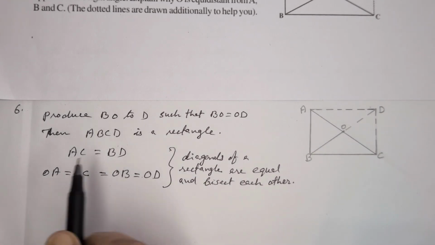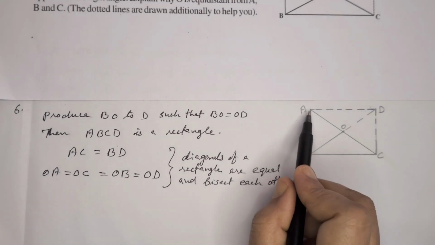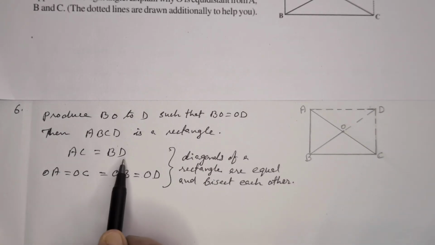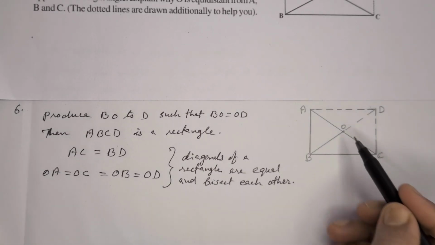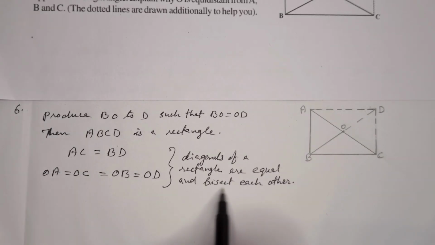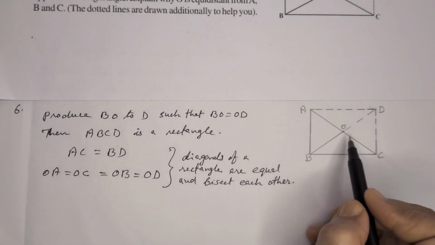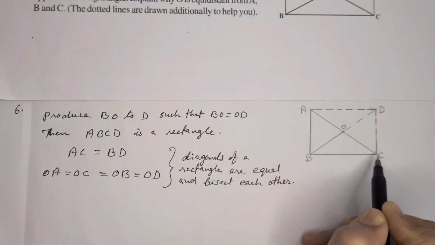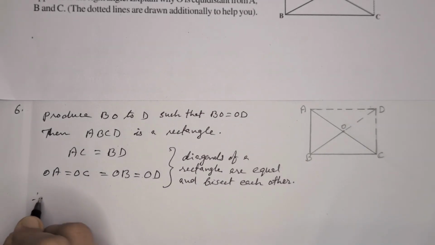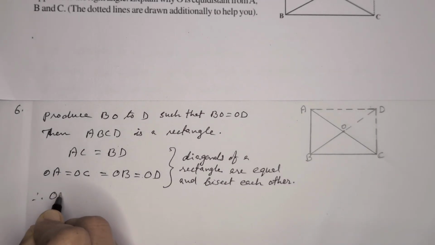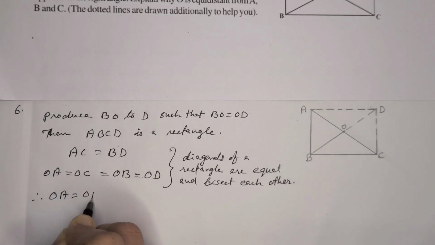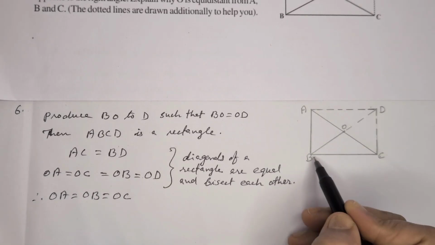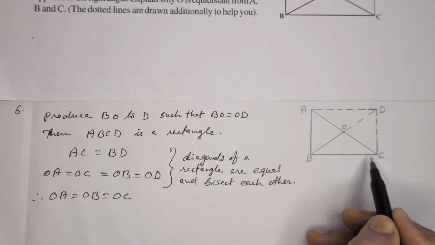These diagonals are equal. AC is equal to BD. AC is one of the diagonals, BD is the second diagonal. So AC is equal to BD. Again, diagonals bisect each other. So OB is equal to OD, OA is equal to OC. Therefore, we can write OA is equal to OB is equal to OC.